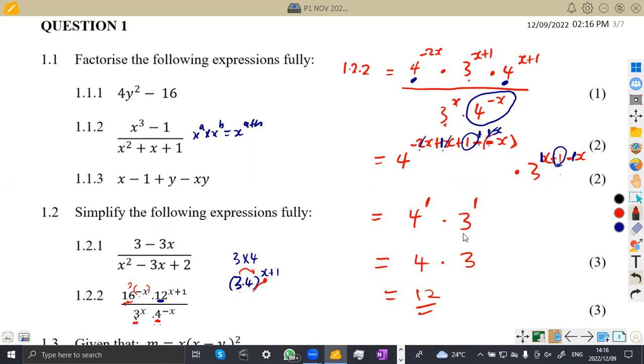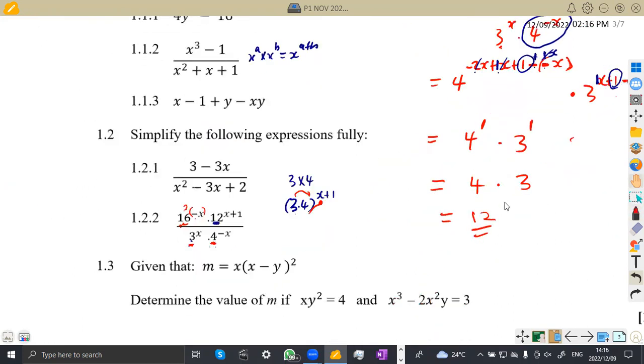So as you can see, guys, some of these questions will be clearly given. All you need is to make sure that you simplify properly, remembering the laws of exponents whenever you're dealing with exponents.